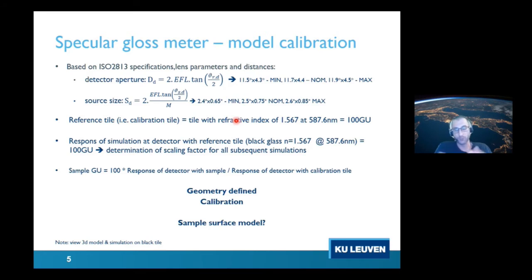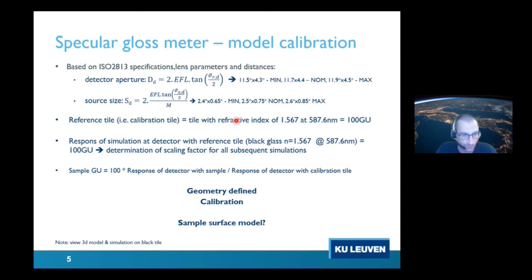So if we then want to determine the gloss units of a random sample that we put in place in the simulation, basically what we do is we just divide the response of the detector with a sample in place by the response of the detector with the calibration tile, and we multiply it with 100. And then you get the gloss units of your sample. And hopefully this will work.